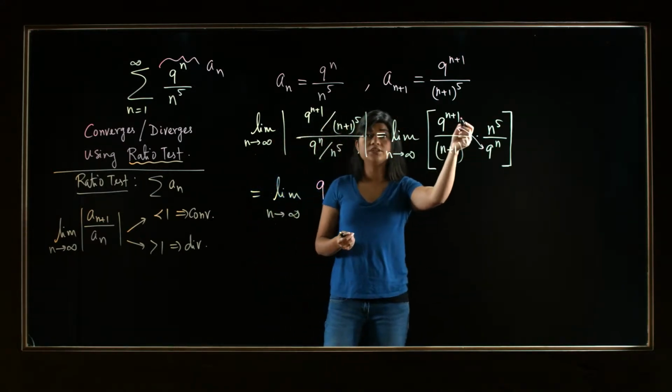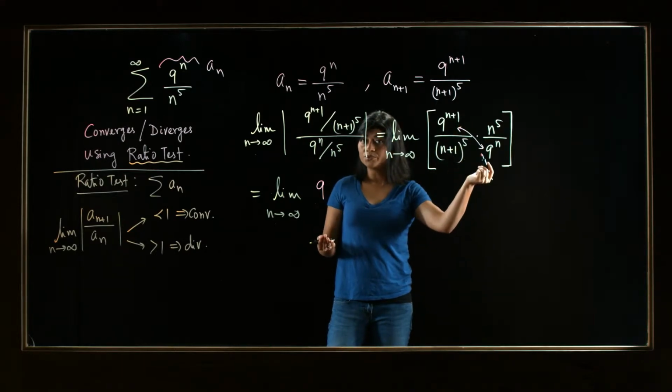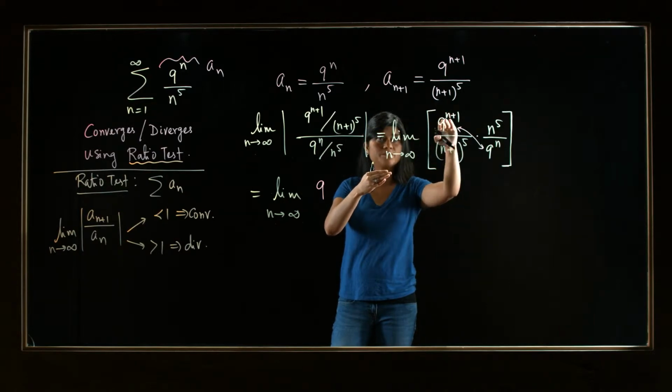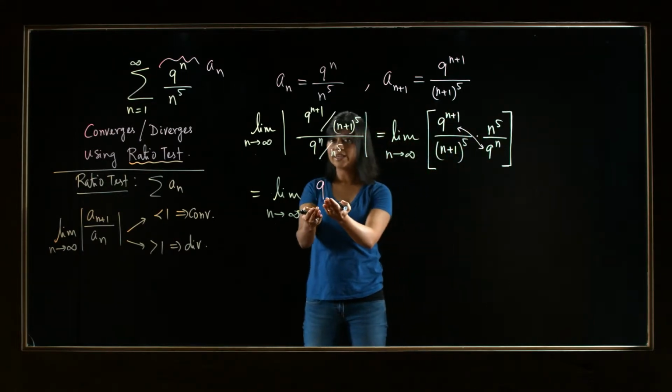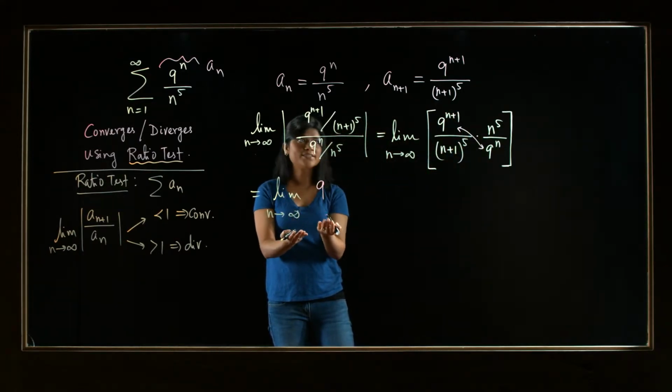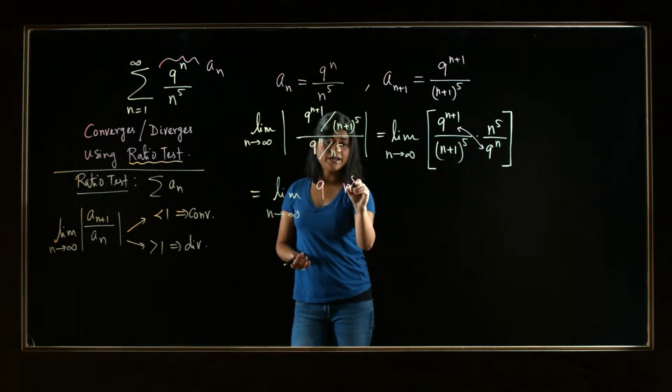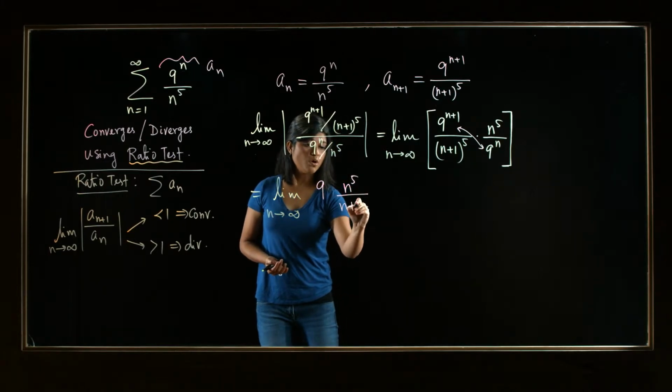And you can also actually apply the property of exponent to do that, right? The n plus 1 and the n, you subtract the exponent. So n plus 1 minus n is 1. So we end up getting 9 to the power 1, which is 9. And then we'll be left with n to the 5 over n plus 1 to the 5.